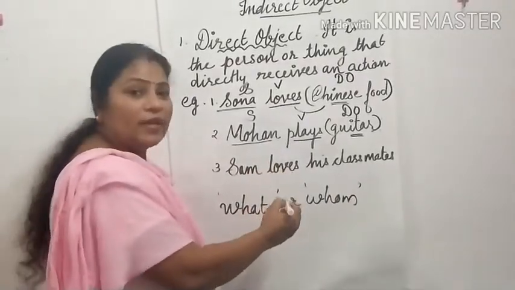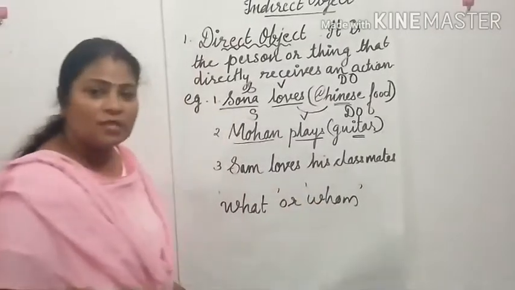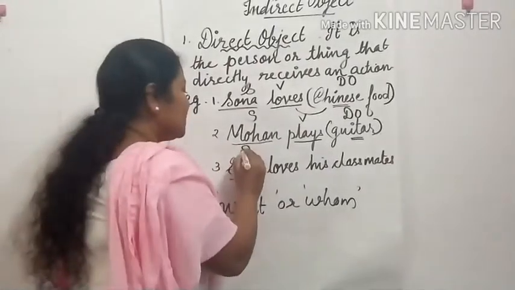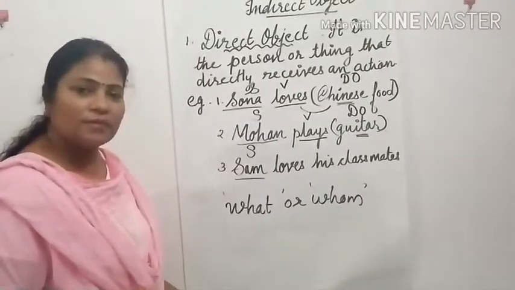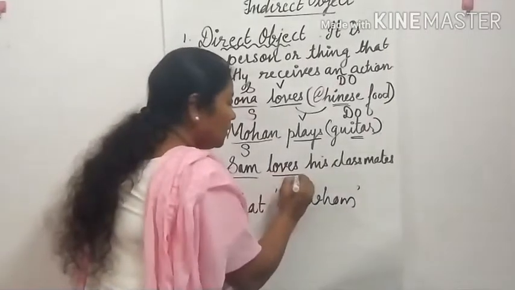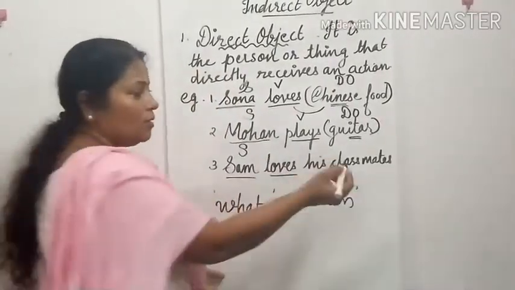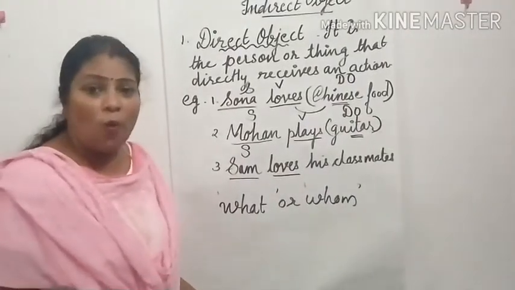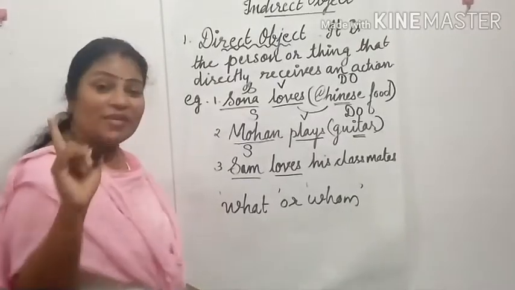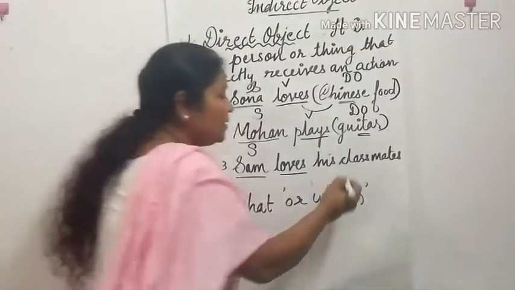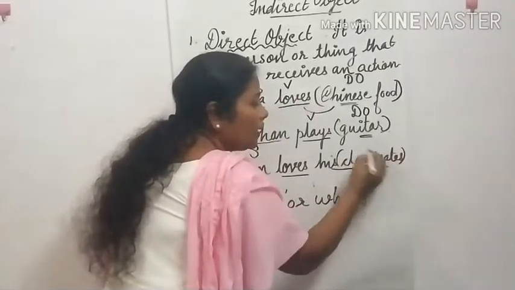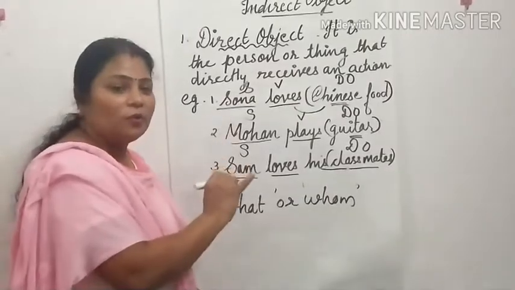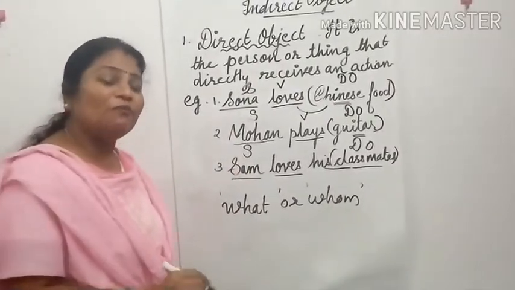Right? The next one. That is, Sam loves his classmates. Which is our subject over here? Sam. This is our subject, right? Tell me which is our verb in this sentence. Yes, loves. Sam loves classmates, right? It's a person, right? Sam loves, then we are going to ask the question, whom? Sam loves whom? We get the answer over here. Yes, Sam loves his classmates. So, classmates becomes our direct object. Got it? So, I think you guys understood what is direct object and how we can find direct object.